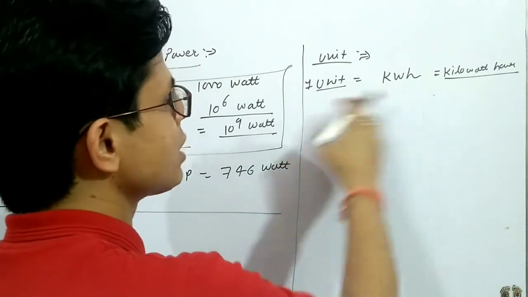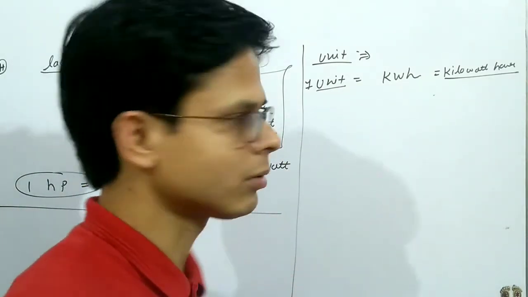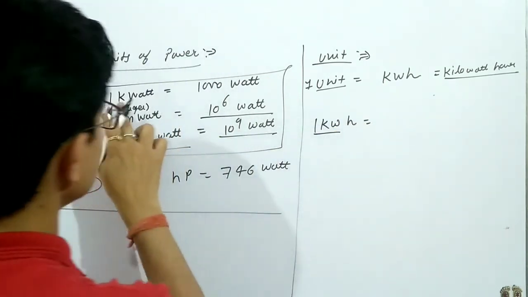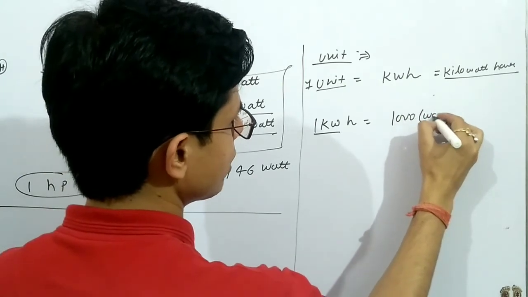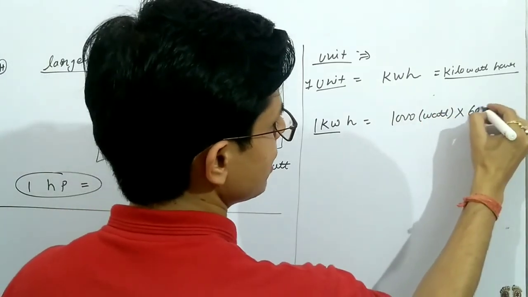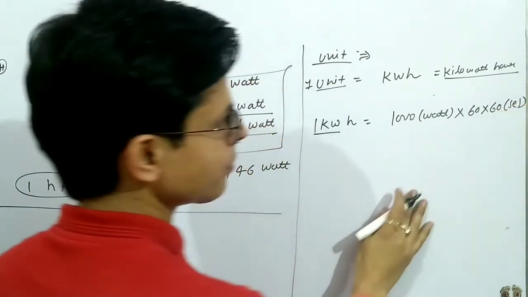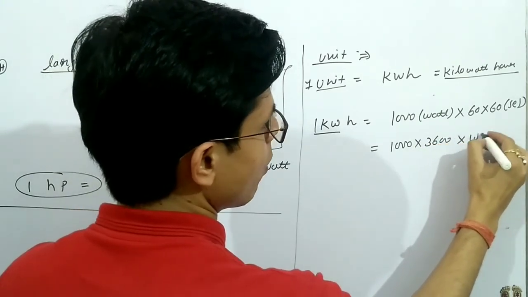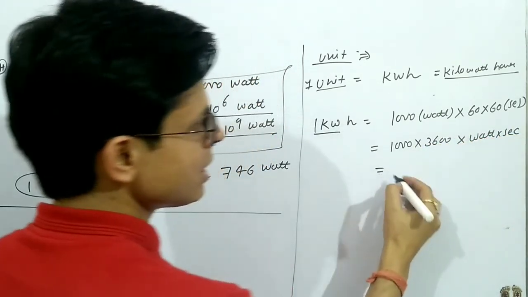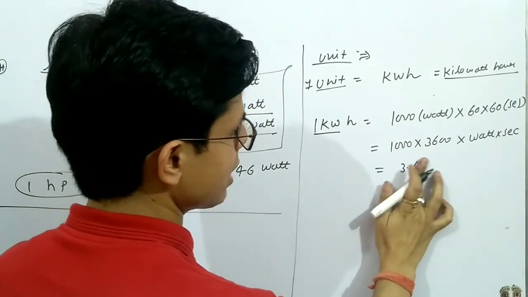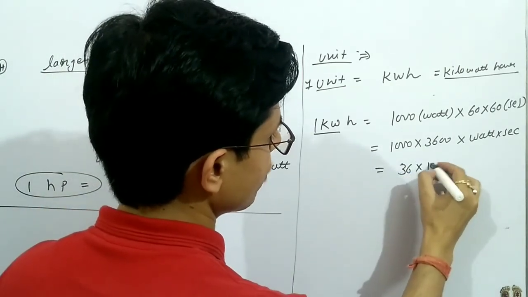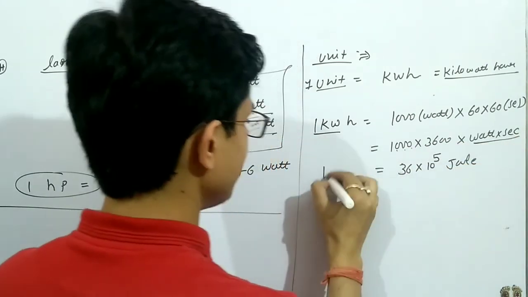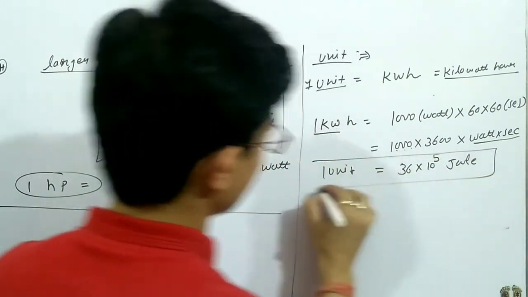The commercial unit of energy is the kilowatt hour. 1 kilowatt hour equals 1 kilowatt, which equals 1000 watt into 1 hour, that is 60 minutes into 60 seconds. So it will come to 3600 watt into second, that is 3.6 into 10 to the power 6. Watt into second is called joule. So 1 unit equals this much amount of joule.